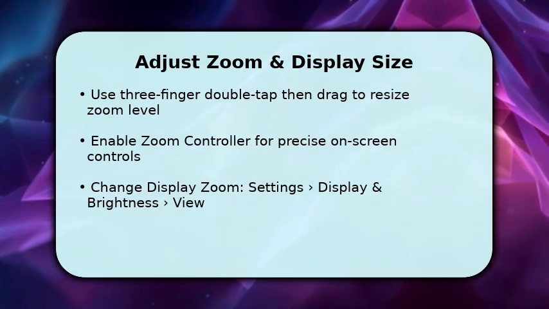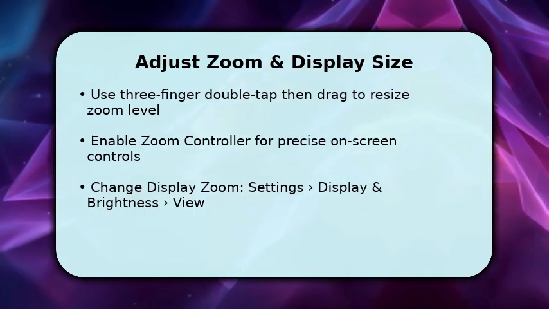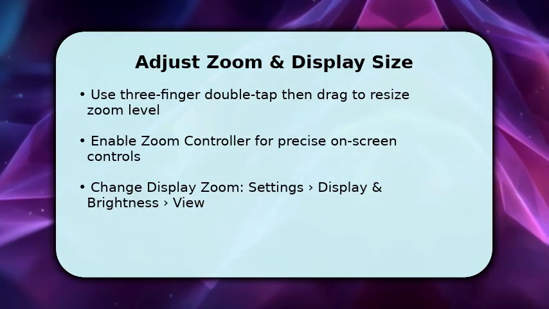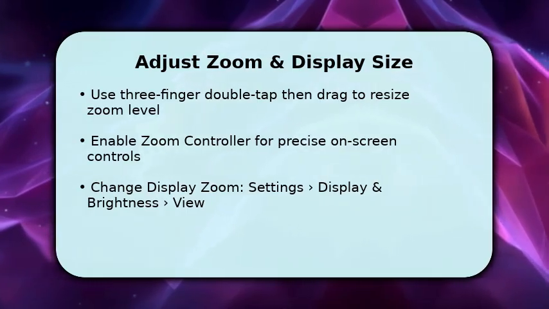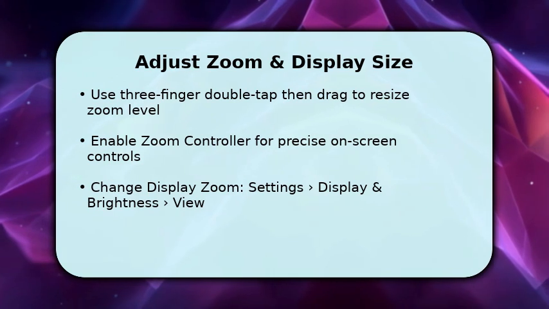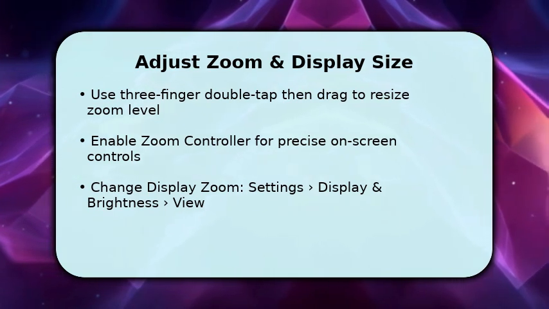For system-wide element scaling, go to Settings, Display and Brightness view and choose Standard or Zoomed. Restart if prompted. Make sure to test apps after switching, because layout differences can shift buttons and text.